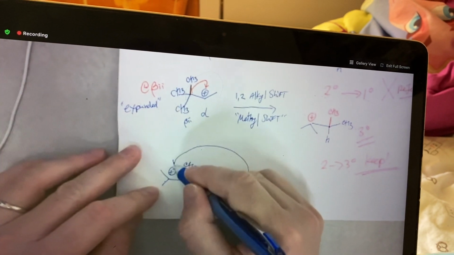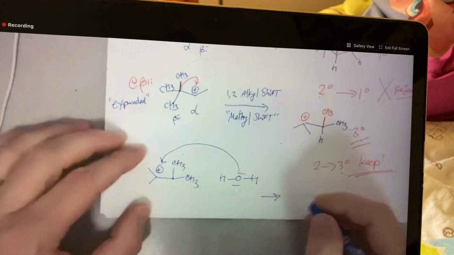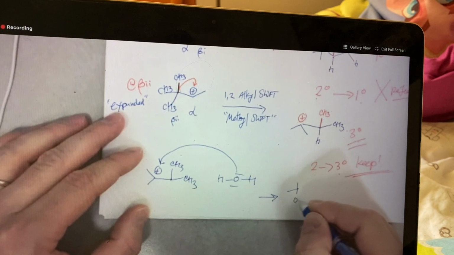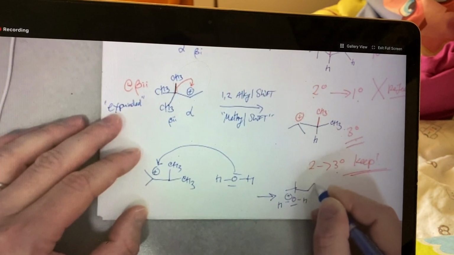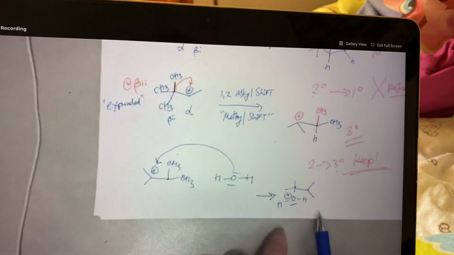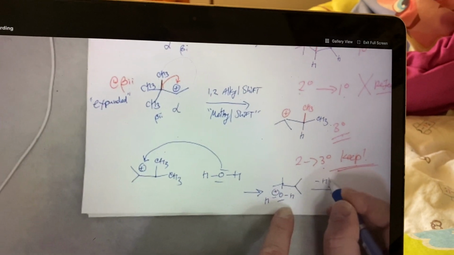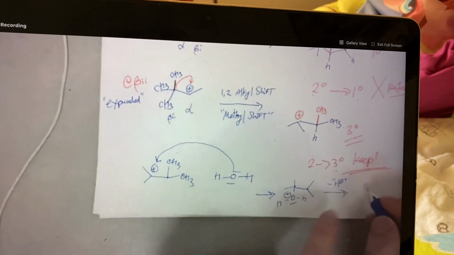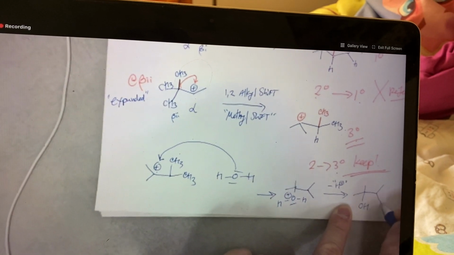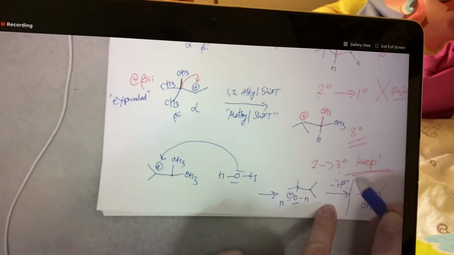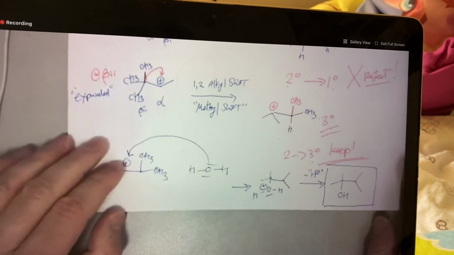If we add water to this position, we'll have this oxonium ion intermediate. And if we just do this loss of an acidic proton, we can explain the formation of this rearranged product.